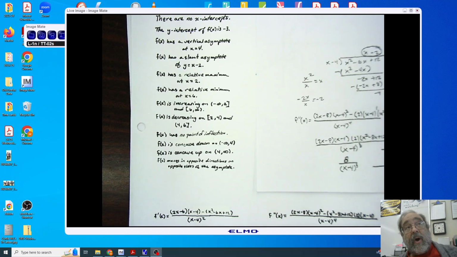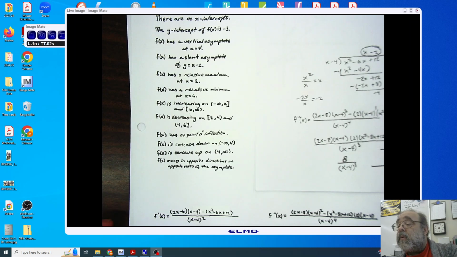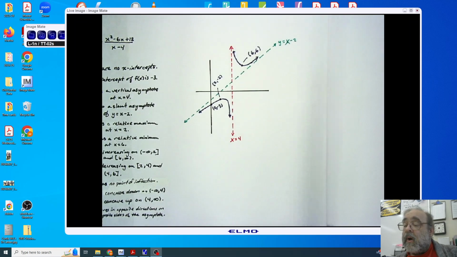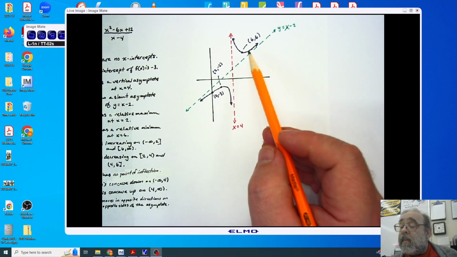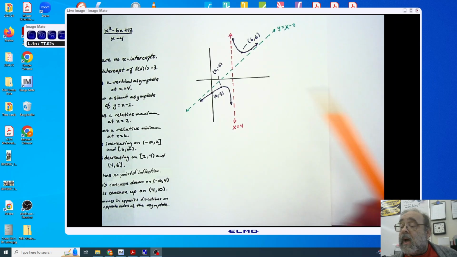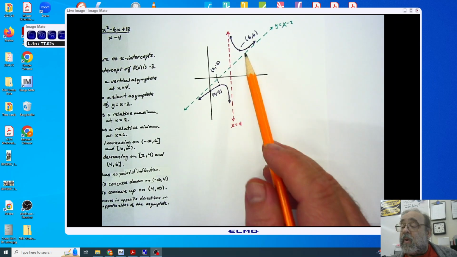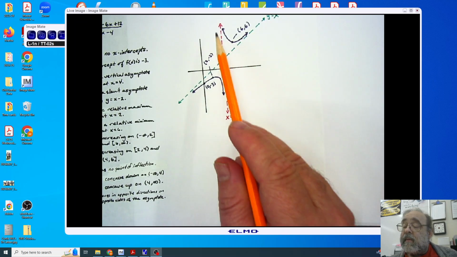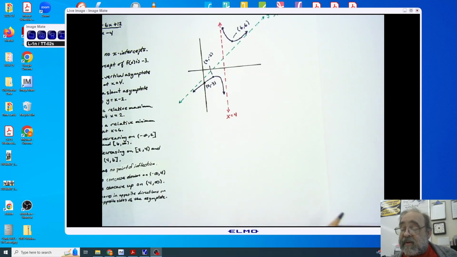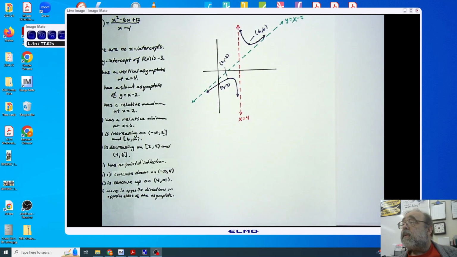And we now go to our graphing. So we'll start by putting in our horizontal asymptote, vertical asymptote, our y-intercept, and then we have our maximum at 2, our minimum at 6. I plug them in to find the corresponding y values, and then I draw my curve. And that gives me my analysis.